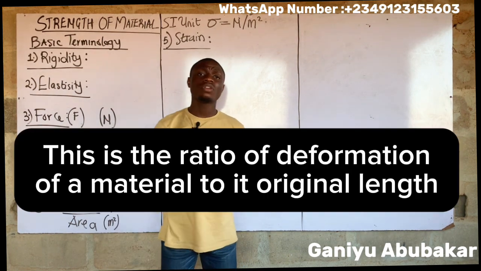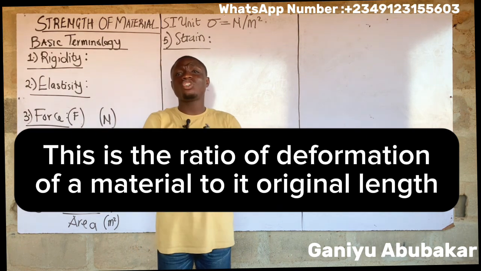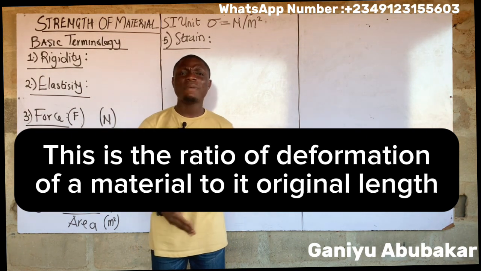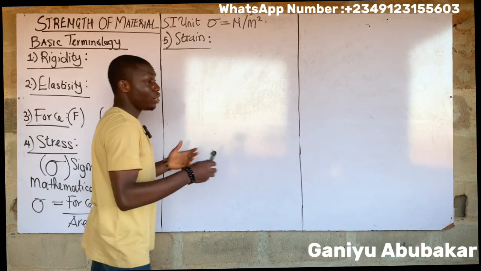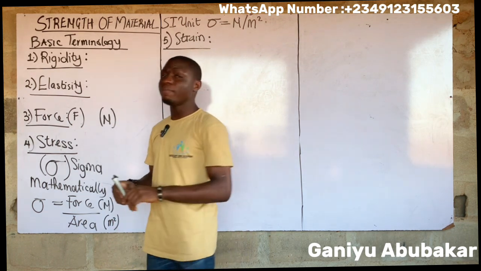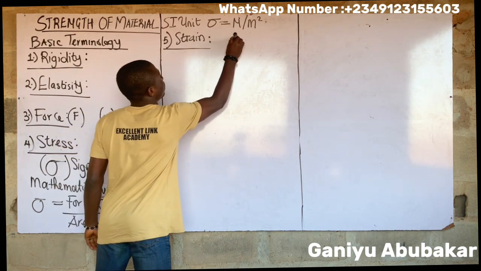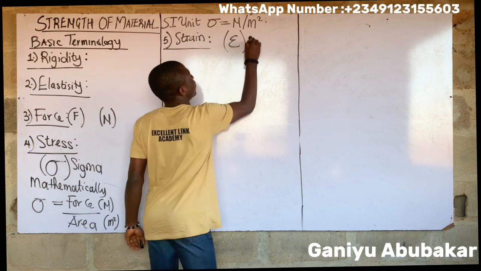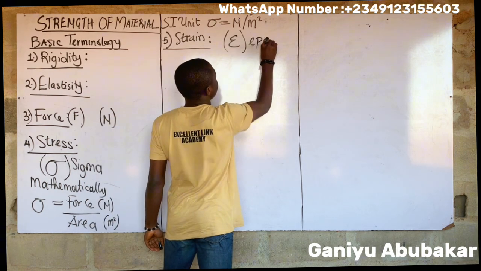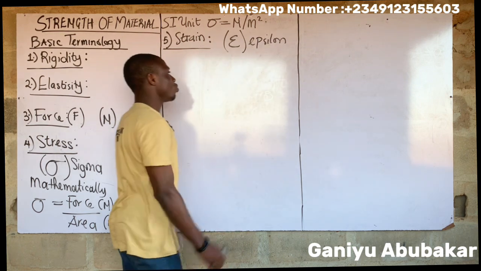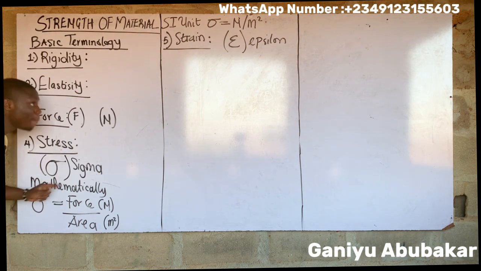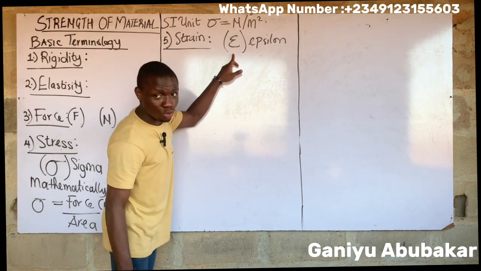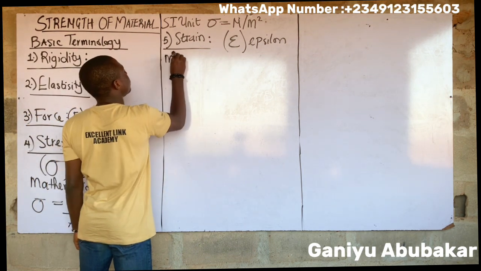By definition, strain can be defined as the ratio of deformation of a material to its original length. It is represented by a Greek symbol called epsilon. Note that stress is abbreviated using the Greek symbol sigma, while strain is epsilon.